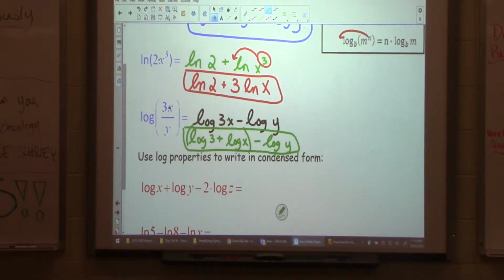Any questions on the expanding part of it? Does it make even a smidge more sense? Even just a little bit.